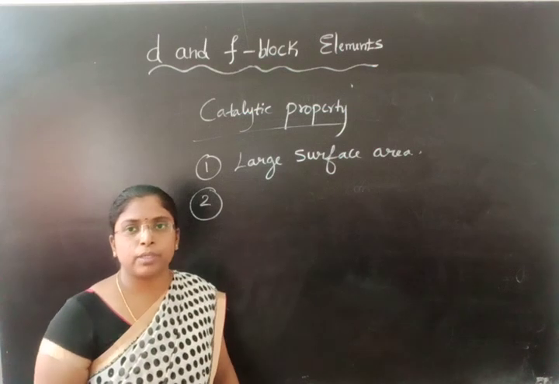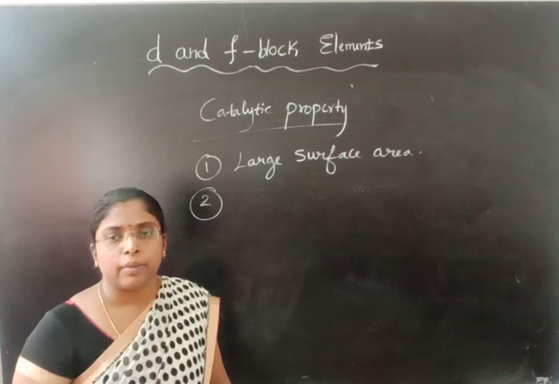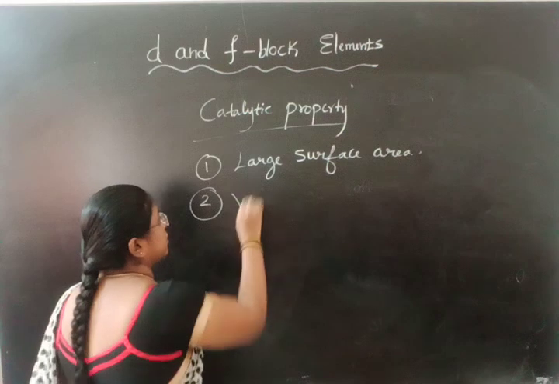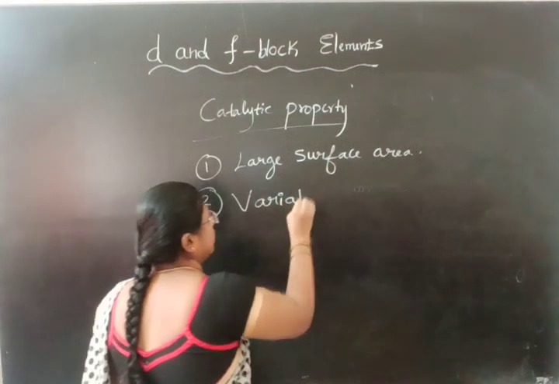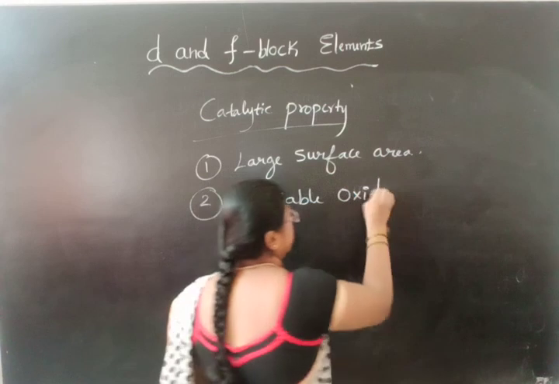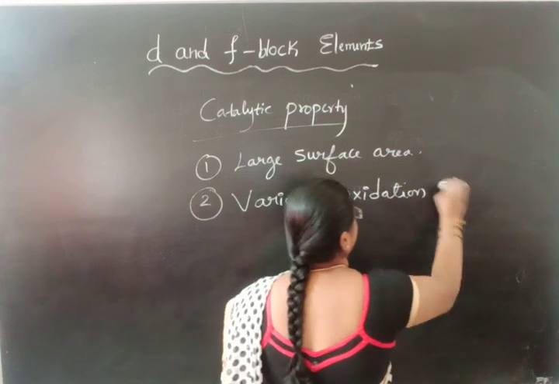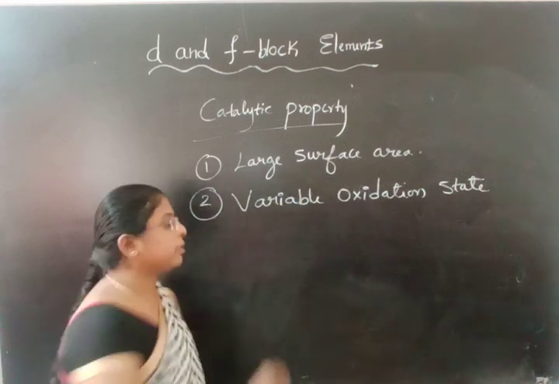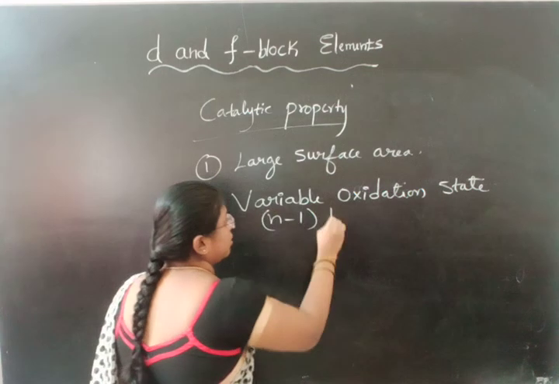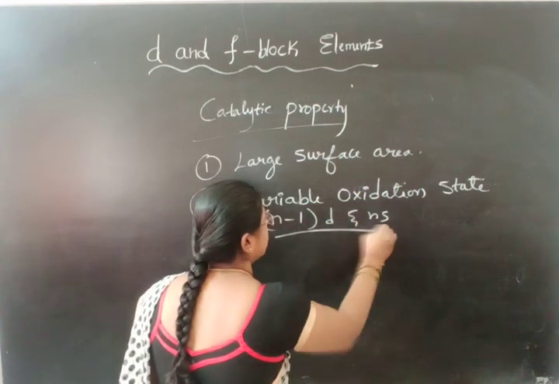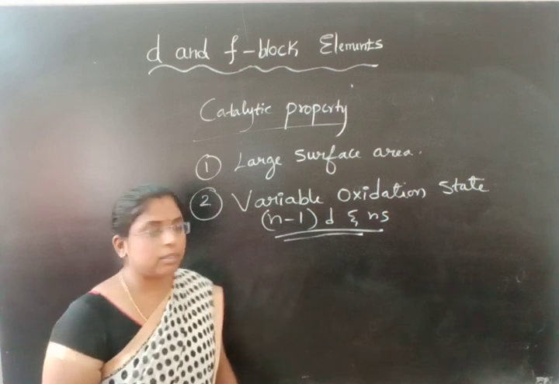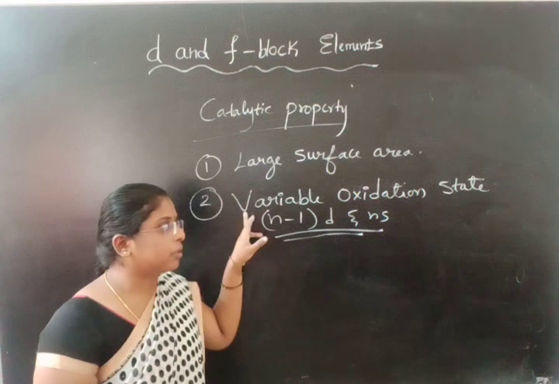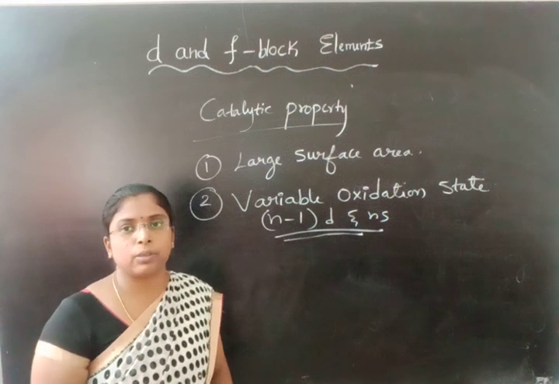Second one is because of its variable oxidation state. They have comparable energies and exhibit variable oxidation states. Why does it exhibit variable oxidation states? Because you know that the (n-1)d subshell as well as the ns subshell both have similar energies. Since they have similar energies, it exhibits variable oxidation states. Because it exhibits variable oxidation states, it acts as a good catalyst.